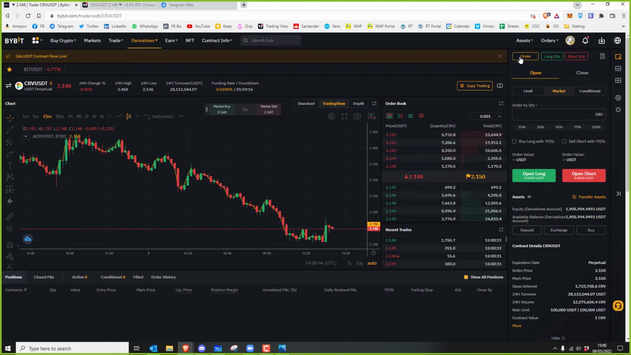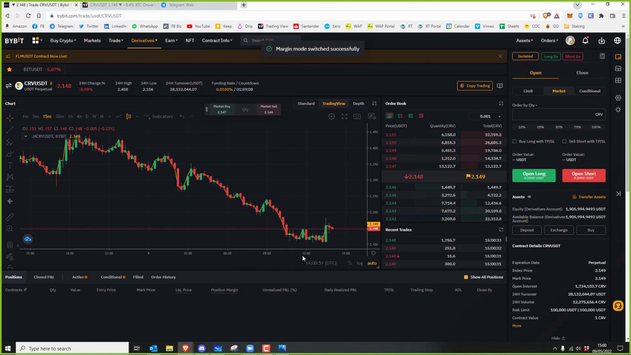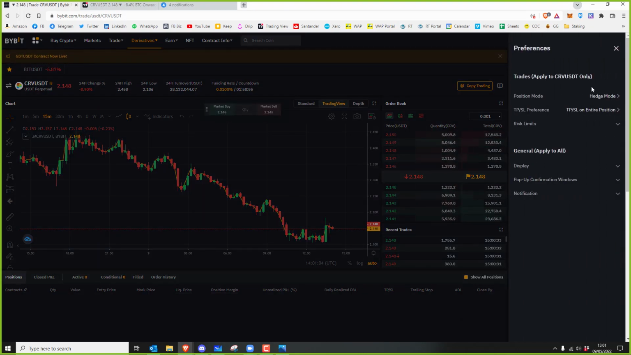So the first thing is to always get it to isolated. For me personally, five times leverage for what I do is pretty sensible. Then, this is only for the bigger accounts, but you'll need to click this little cog on the right hand side and go to risk limits. The risk limits show you how much you can risk. At the moment I won't be able to buy or sell more than $100,000 worth of Curve, CRV.